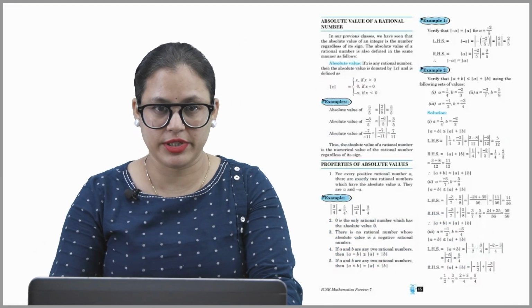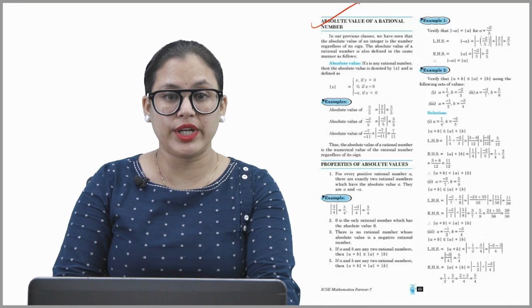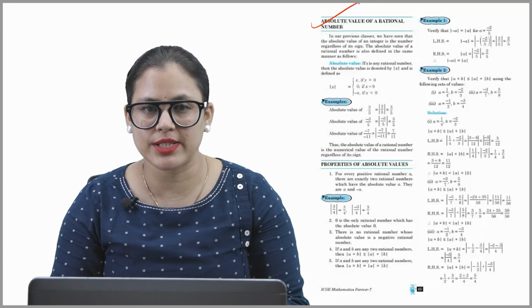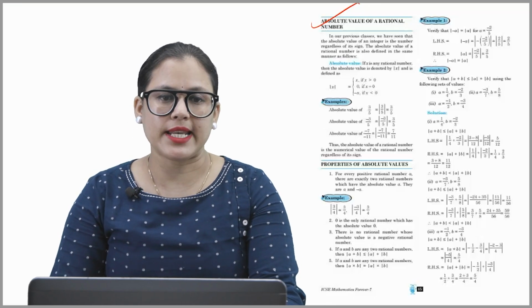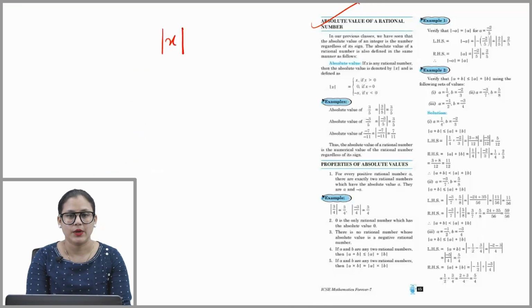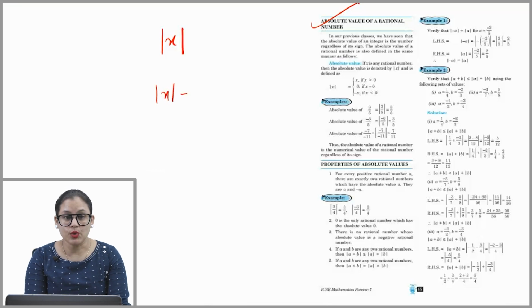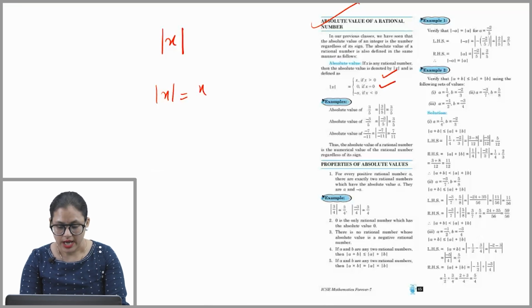Absolute value of a rational number. In our previous classes, we have seen that the absolute value of an integer is the number regardless of its sign. The absolute value of a rational number is also defined in the same manner as follows. If x is any rational number, then the absolute value is denoted by this and is defined as: absolute value of x is equal to x if x is greater than 0, 0 if x is equal to 0, and minus x if x is less than 0.